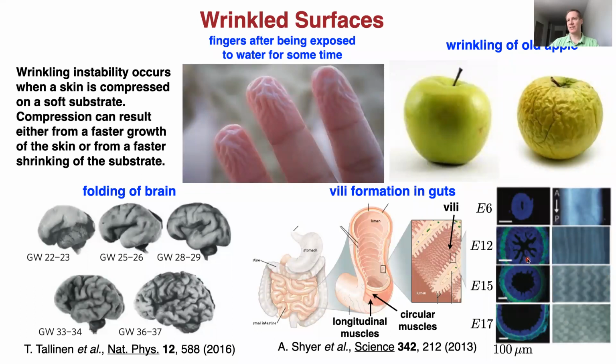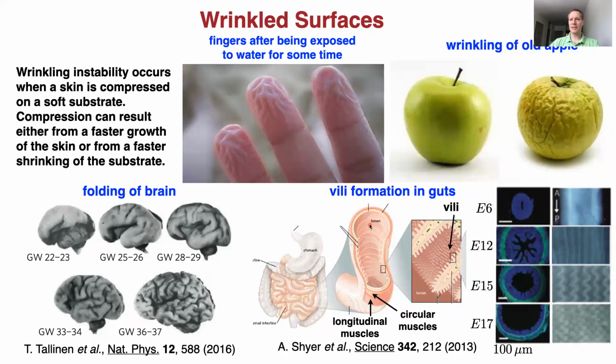And if you look at the cross section, you see that these are undulations that are going up and down, right? And these are indeed just wrinkles, just like here. And the reason why these wrinkles formed is, if you look at these cross sections, here the blue color just marks all the cells, but the green color marks the muscles, right?